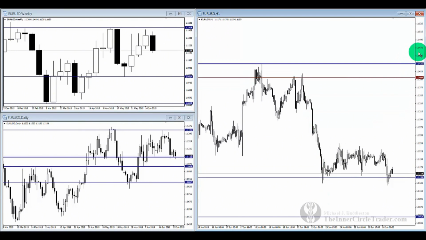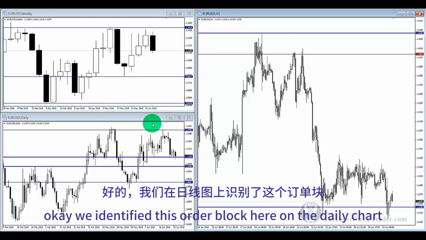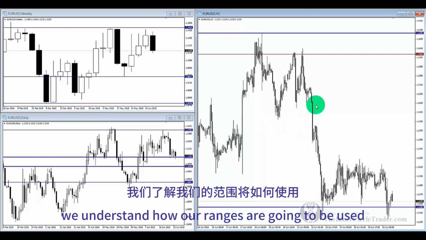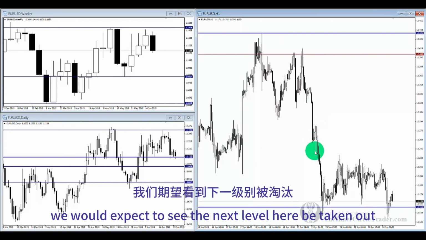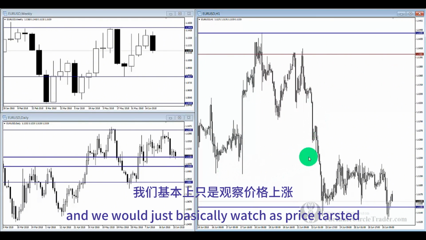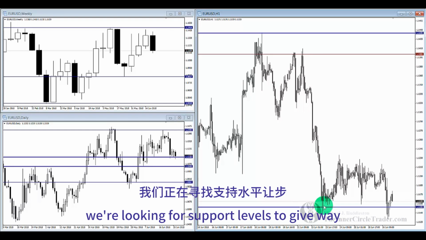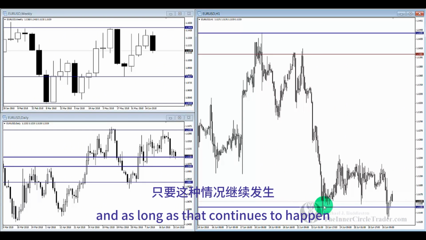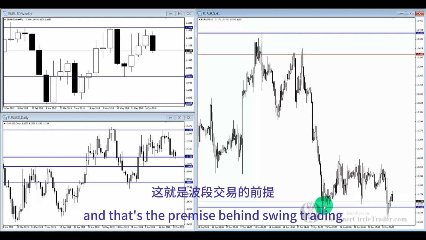Okay, so looking at where we're at in terms of identifying this area of being a seller, we identified this order block here on the daily chart. We understand how our ranges are going to be used. If we take this low out here, we would expect to see the next level here be taken out, and we would just basically watch as price starts to take out those levels. That's what we're looking for. We're looking for support levels to give way, and as long as that continues to happen, we maintain the trade. Okay, and that's the premise behind swing trading.